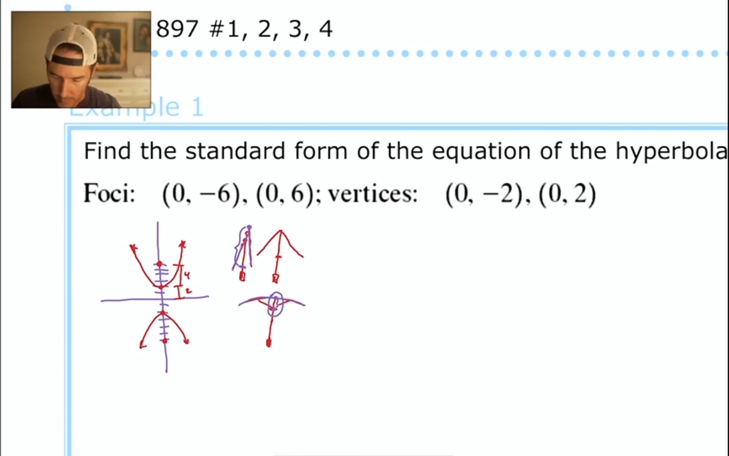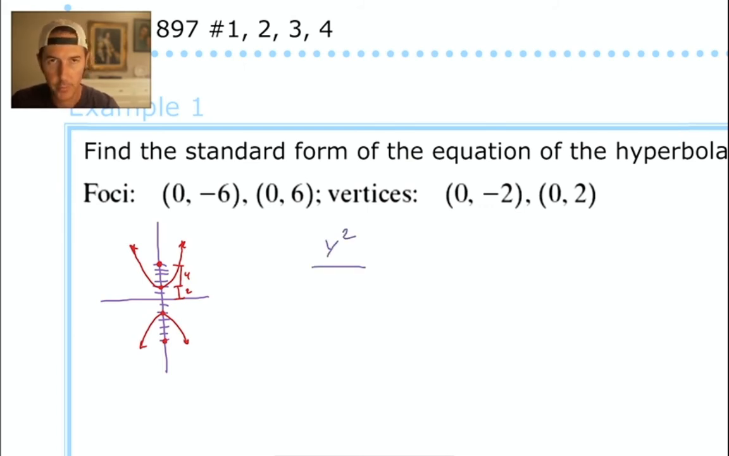So let me erase my umbrellas, and then we'll see if that suspicion was actually correct. Okay, so let's write down the fill-in-the-blank skeleton of what this thing is supposed to look like. It's concave in the vertical direction, so I know that it's going to have a y squared in the numerator. The center is at 0, 0, so I don't have to worry about h and k just yet.